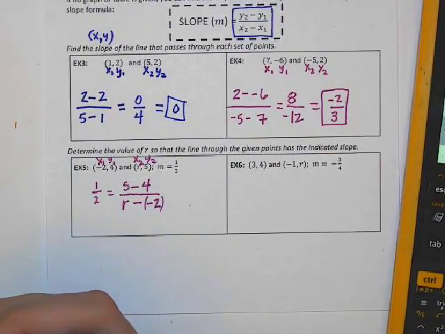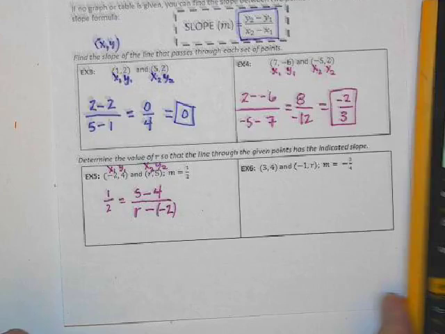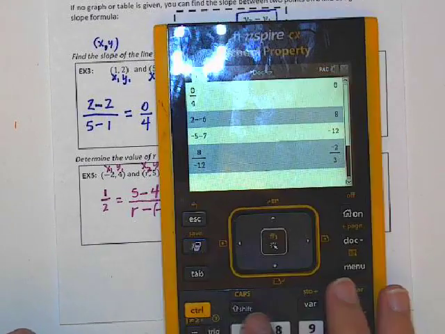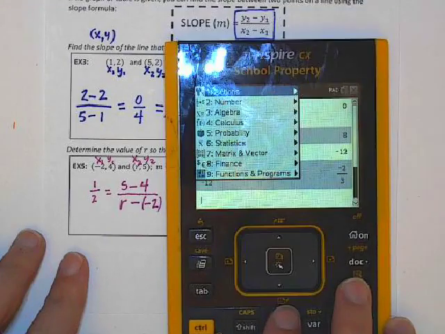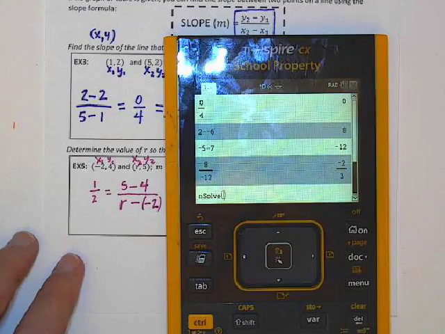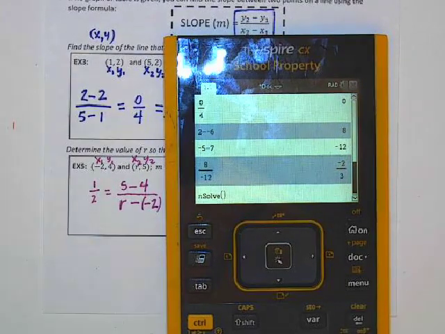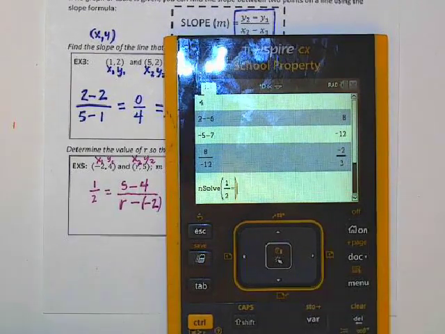Can I nSolve this problem? Yes. How many variables do I have? One. Do I have an equal sign? Yes. Can I nSolve this? Yes. So everybody turn your calculators on. Menu. Algebra. nSolve. Okay, now I've got a fraction. Does everybody know how to do a fraction? Yes. Control divide. 1/2. Enter.